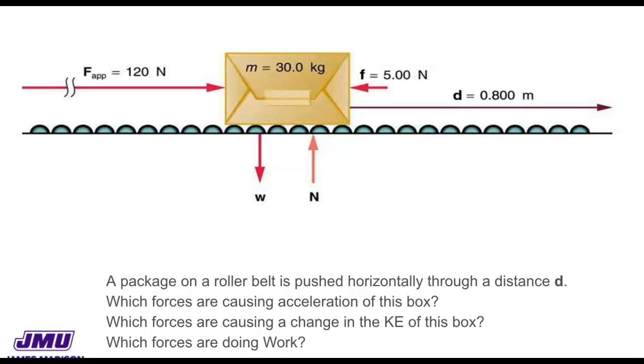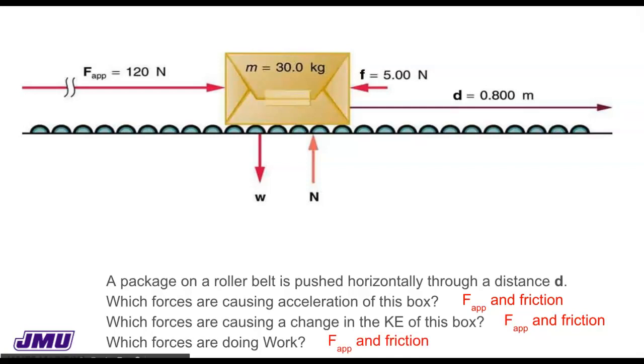Well, for the first question, you might say the force applied is causing an acceleration of this box. I would note friction is also causing an acceleration of this box. The wording of that sometimes throws people off. So the real question we're asking is, which forces are having some effect on the velocity of the box and how much the velocity of the box is changing? So the force applied and friction are both doing that, which means they are both causing a change in the kinetic energy of this box. Which forces are doing work must therefore be the force applied and friction.